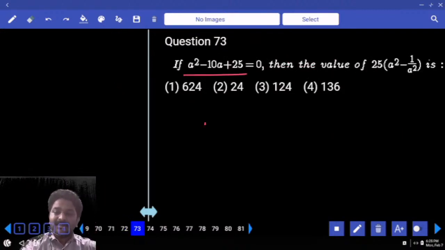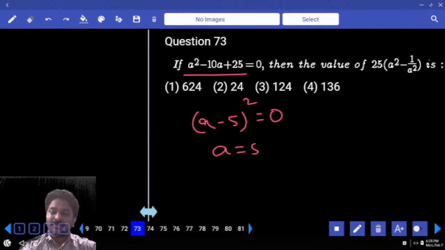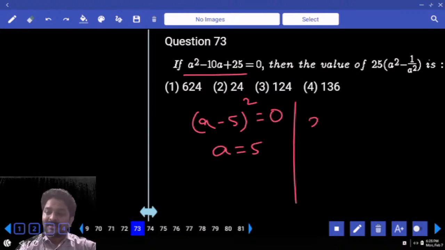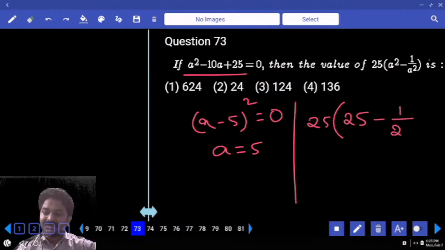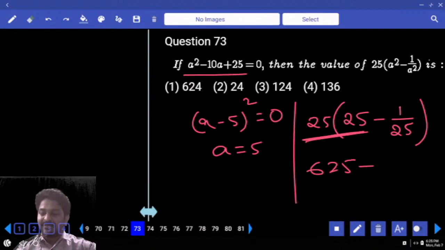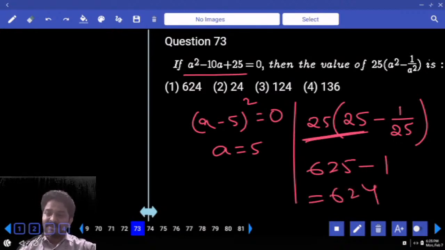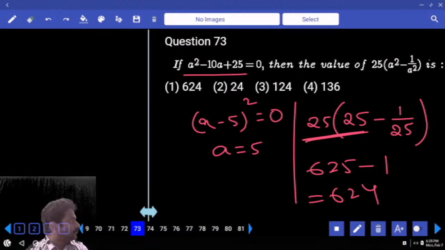Easy one. This is a minus 5 whole square is equal to 0, right? From this a is equal to 5. So let's substitute the value here. 25 into a square minus 1 by a square, that is 1 by 25. Just expand it. 25 into 25, 625, minus 25 into 1 by 25, 1. Answer 624. First option. Done.